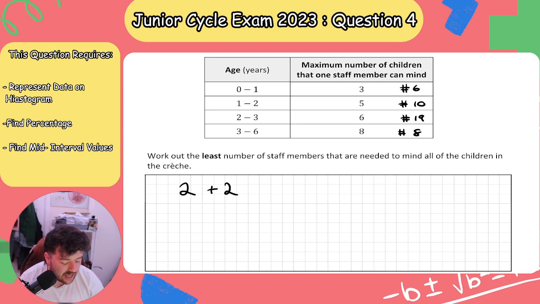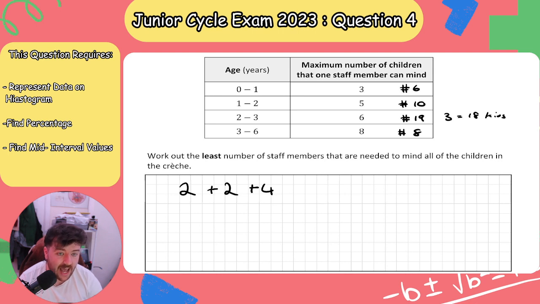Now, the thing is, if I have 3 staff members, they can only look after 18 kids. But legally, we need enough staff to be able to watch them all. So therefore, we're going to need a 4th member of staff to just reach that quota. So for the ages 2 to 3, we actually need 4 staff.